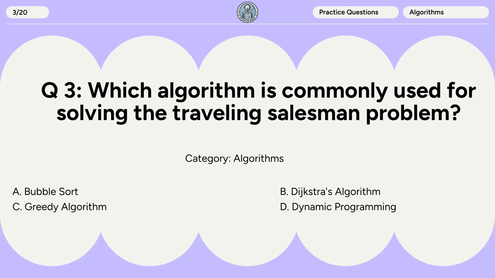Question 3. Which algorithm is commonly used for solving the traveling salesman problem? A. Bubble sort. B. Dijkstra's algorithm. C. Greedy algorithm. D. Dynamic programming.